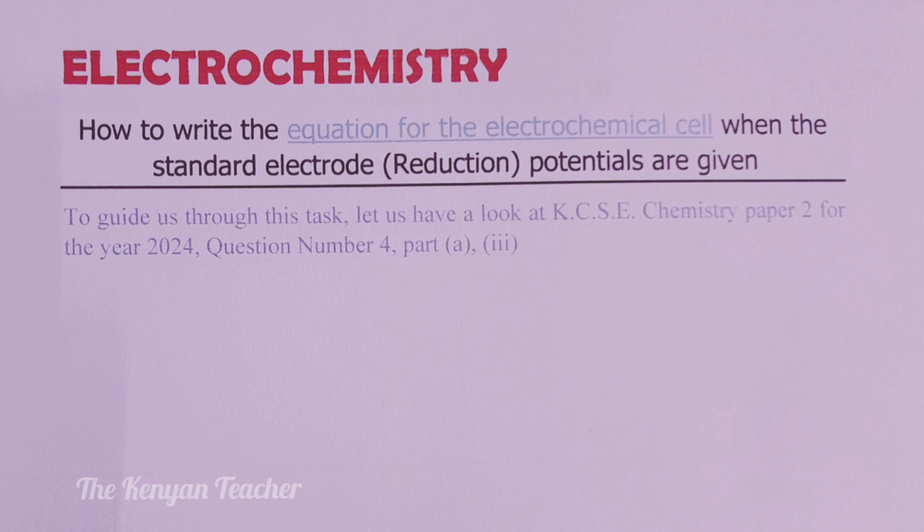How to write the equation for the electrochemical cell when given the standard electrode potentials, which are also called standard reduction potentials. Stay tuned. We are going to use KCSE Chemistry Paper 2 for the year 2024. Of course, our question of interest is number 4, Part A, Roman 3.